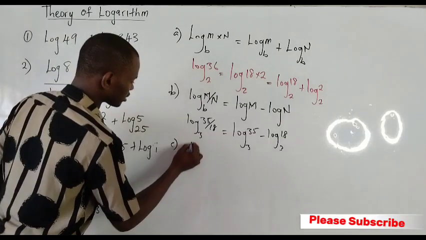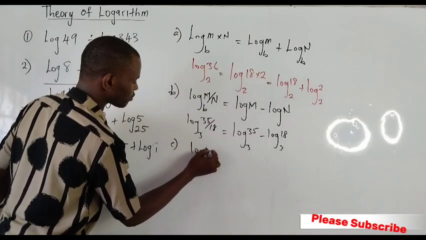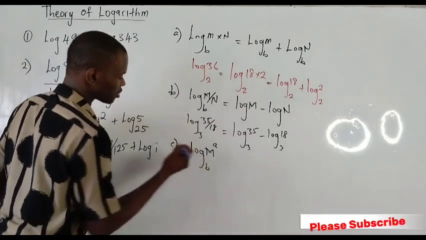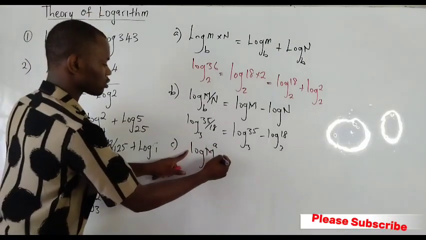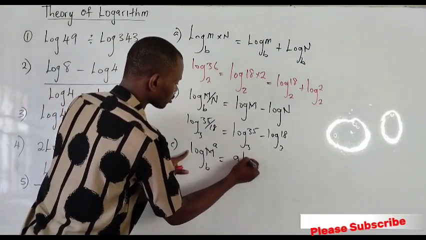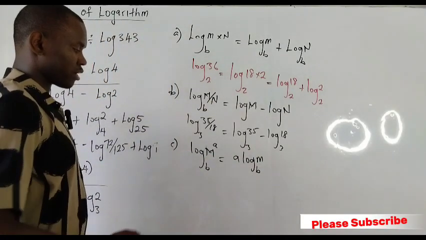In this one, we are looking at the power index law. If I have m raised to the power of a, let's say base b, the law says that a comes to the front. So what are we going to have? a log m base b. From here, you can simplify.